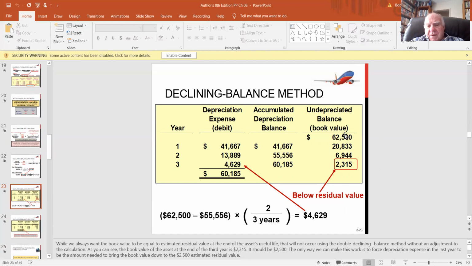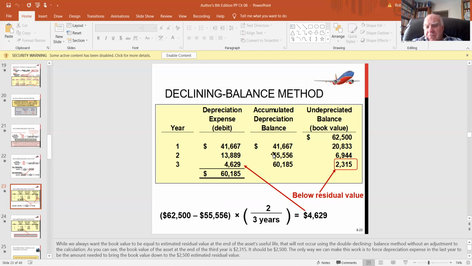62.5 times 0.67 or times 2/3. 41,667 is your debit to depreciation expense. It's your credit to accumulated depreciation. And look at the net book value, it went way down from 62.5. Well, what's the net book value at the end of the first year? It's 20,833. Let's multiply that by 0.67 or 2/3. You get 13,889.